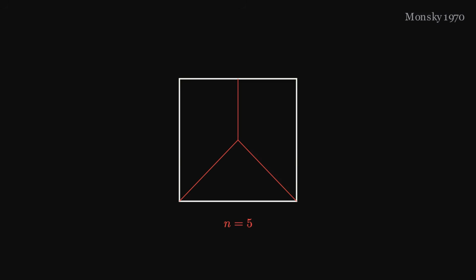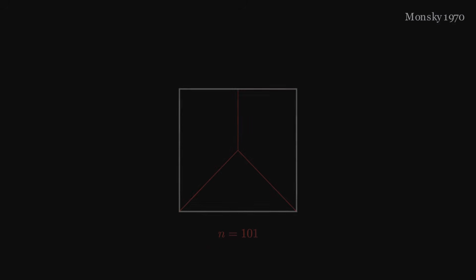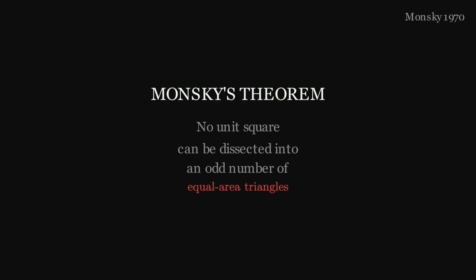It doesn't work either. No matter how cleverly you cut, no matter how weirdly you place the vertices, you cannot dissect a square into an odd number of equal area triangles. Not 3, not 5, not 101. This is Monsky's theorem, proven by Paul Monsky in 1970.